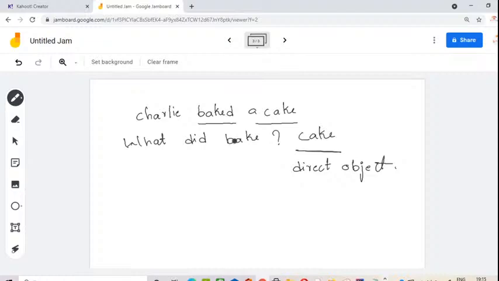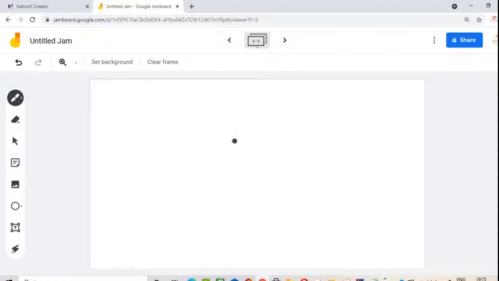Hope you all got it. If you got it, please put a thumbs up in the chat box so that I'll know you are clear with the concept. So we have learned how to identify the direct object. Now let's move on to the indirect object. How do we find an indirect object?